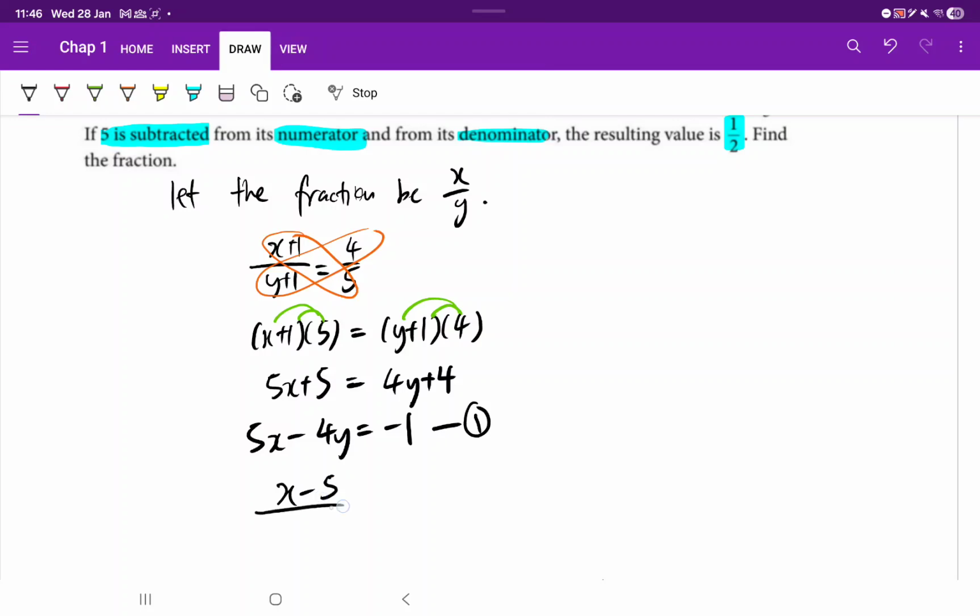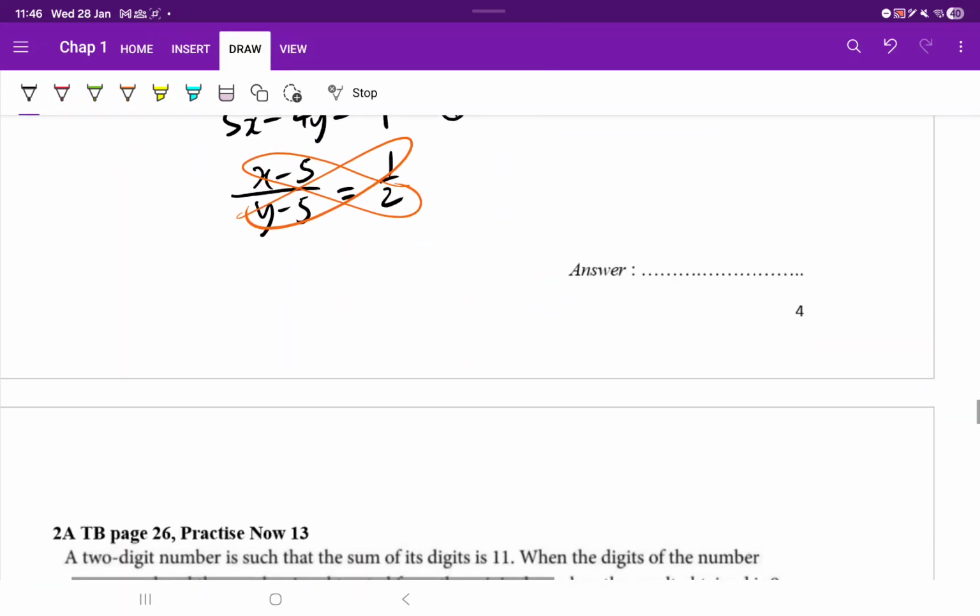(x minus 5) over 2 equals (y minus 5) over 1, it will become half. So same thing, we do the butterfly thingy, and now it will become 2x minus 10 equals y minus 5. Now the denominator y minus 5, when you multiply by 1, there is no need to expand. So that's why I know straight away it's like this.